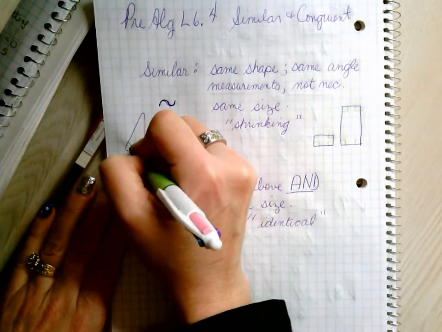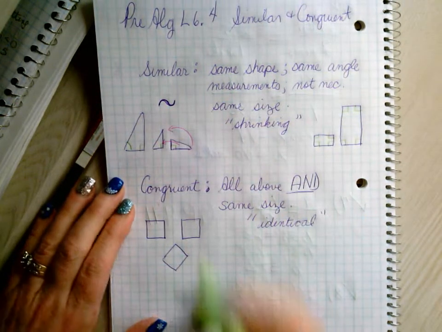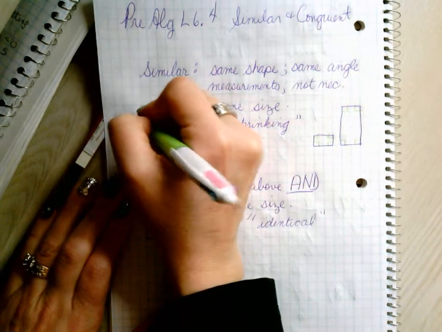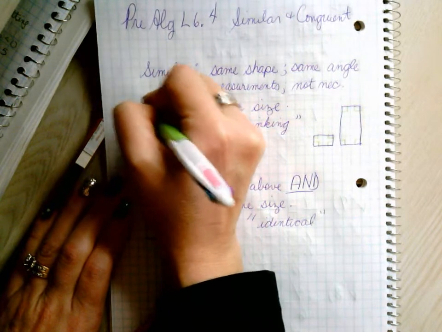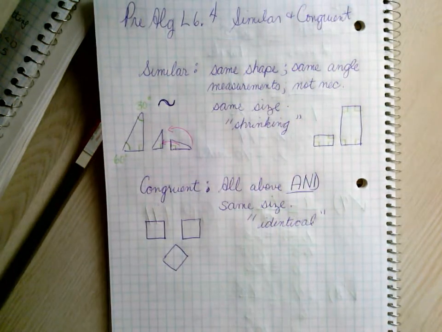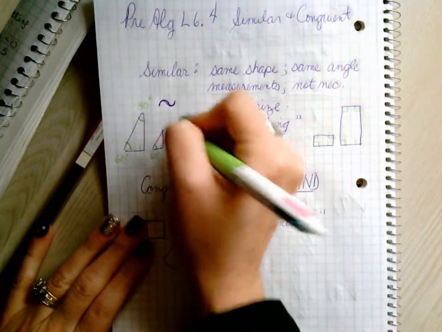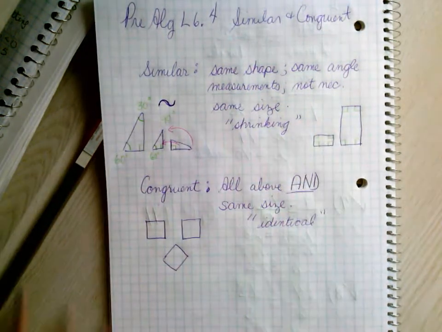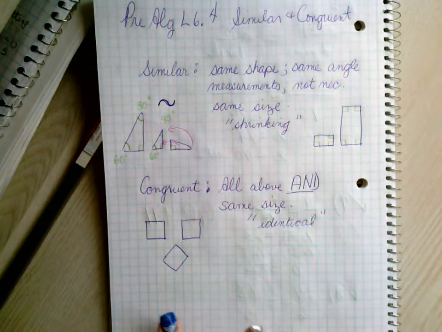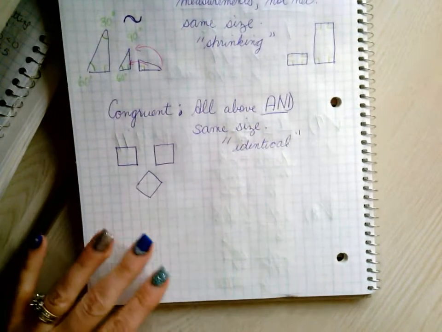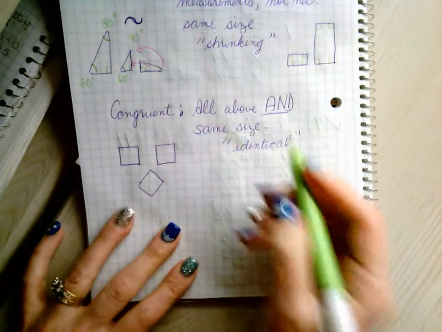This angle is probably about 60 degrees. This angle, we're going to call it 30 degrees. And when you shrink it down, the angles still will have the same measurement, okay, in terms of degrees. These are all 90s over here. Okay. Congruent, identical, same shape, same size.